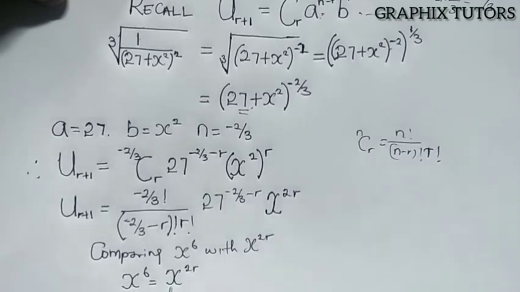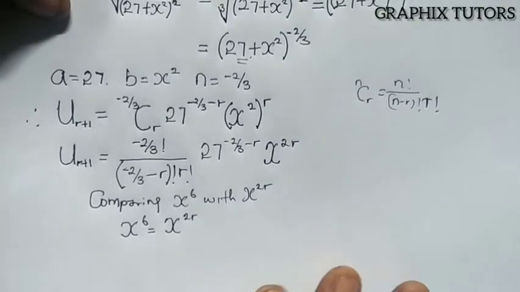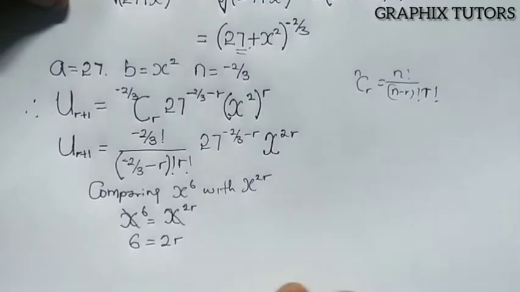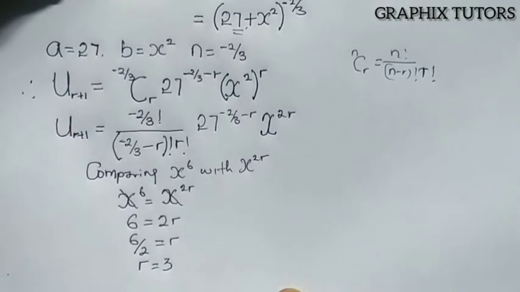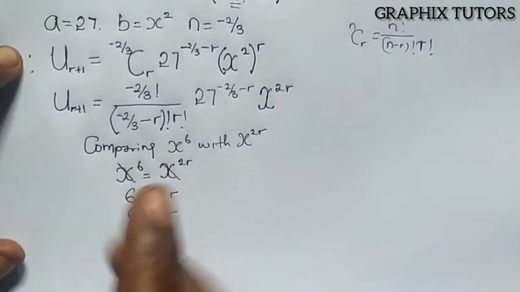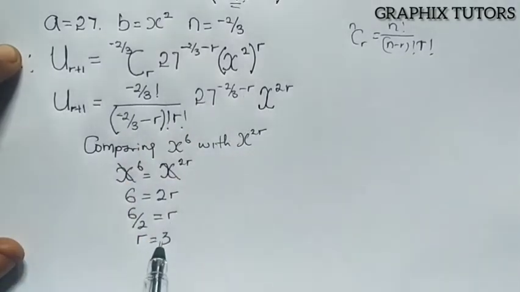Since we have equal base, this will equate this. So 6 will be equal to 2r. Then if we divide both sides by 2, we have 6 all over 2 is equal to r. So my r here is equal to 3. So from that equation, anywhere you see r in this equation, we're going to put 3.